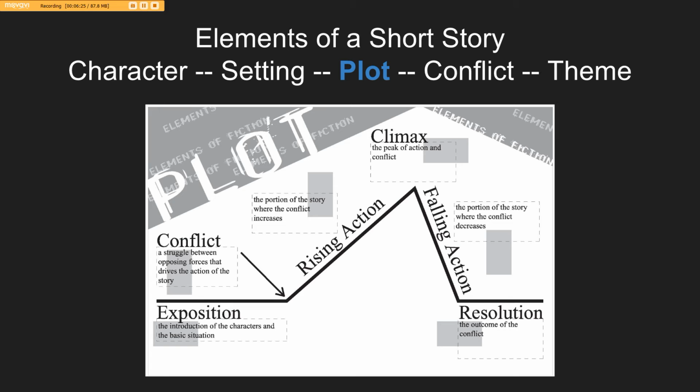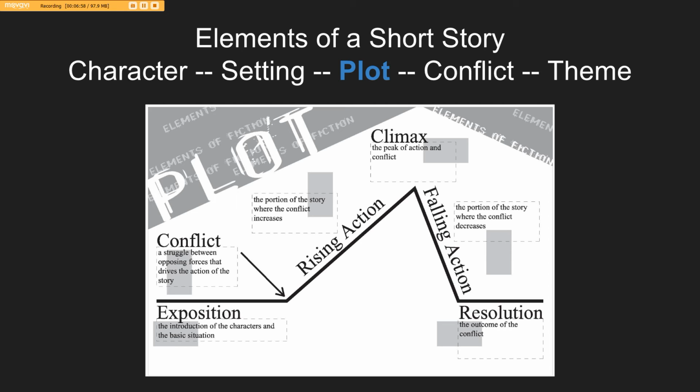Most short stories open with exposition, which is the introduction of the characters and the basic situation, your setup for the story. After you've set things up, you immediately establish the conflict, which is the struggle between opposing forces that drive the action of the story. Once you have all those settings and the conflict established, then we get to the rising action, which is building towards the climax. And the climax is really the purpose of the short story.